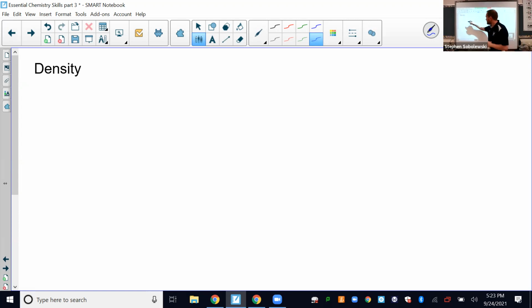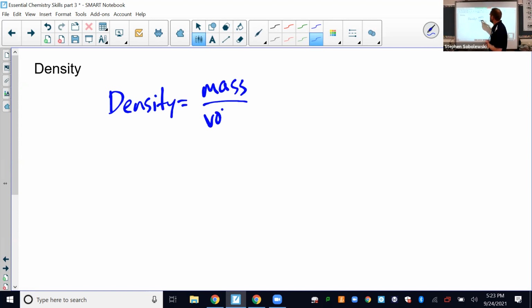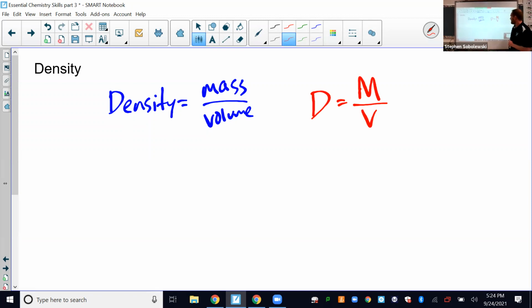Now, in terms of its formula, we calculate density as mass over volume. So something with a lot of mass packed into a small volume is going to have a high density. Something with little mass in a larger volume is going to have low density. We can simplify this as D equals M over V as our formula, which we should memorize.